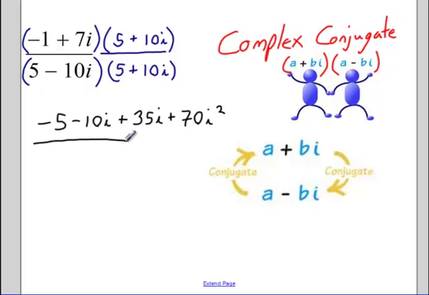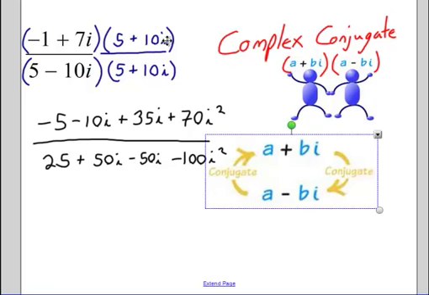Now we're going to be able to simplify that, but before we do that, let's write the denominator out. 5 times 5 is 25. 5 times 10i is positive 50i. Negative 10i times 5 is negative 50i. Negative 10i times positive 10i is positive 100. Sorry, that is negative 100i squared. Okay, let's get rid of that.